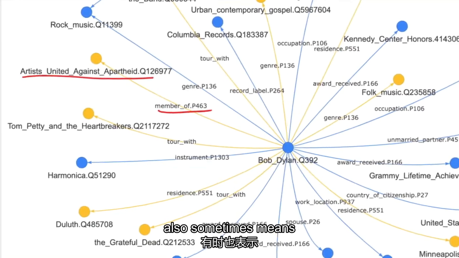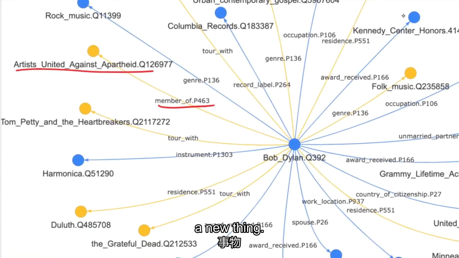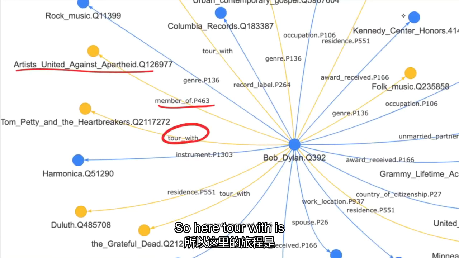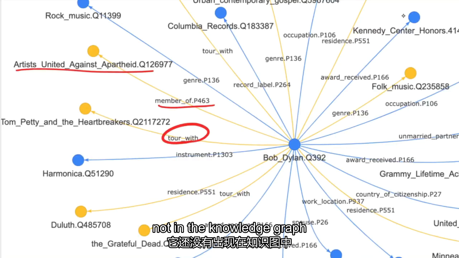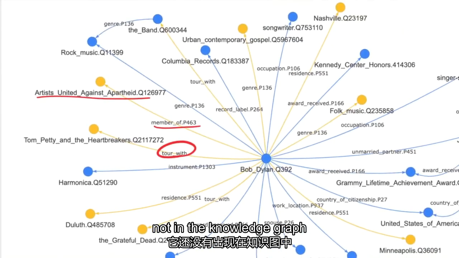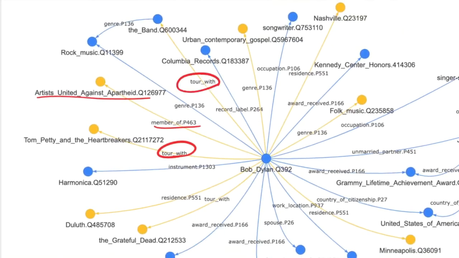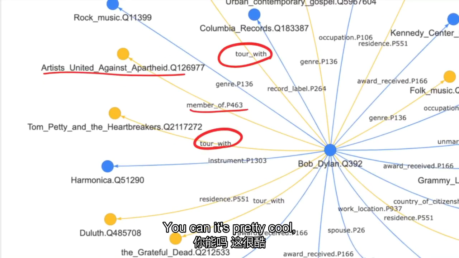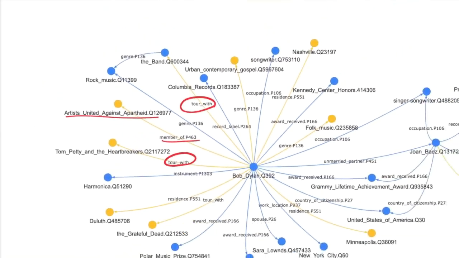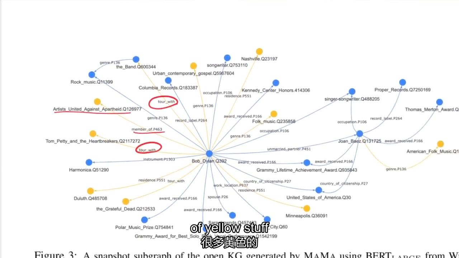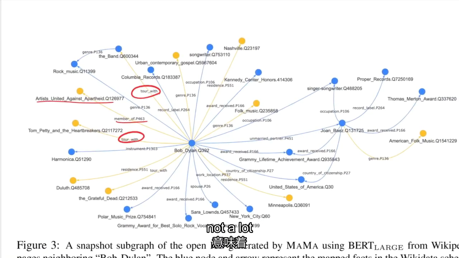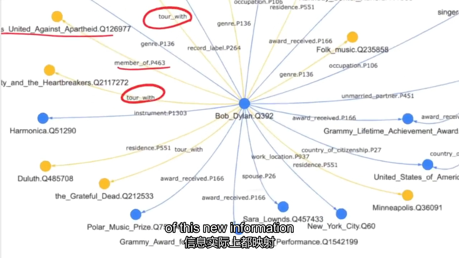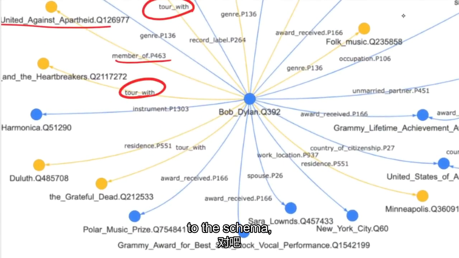Then the yellow also sometimes means that there is a new thing. So here, tour with is a relation that's extracted that is not in the knowledge graph yet. Also this one. And it's pretty cool, right, that you can extract these things automatically. There's a lot of yellow stuff here, which means there is a lot of new information that this extracted, and a lot of this new information is actually mapped to the schema, right?